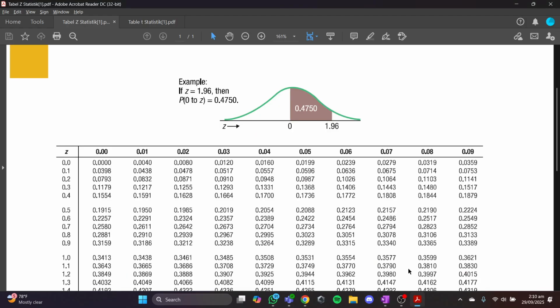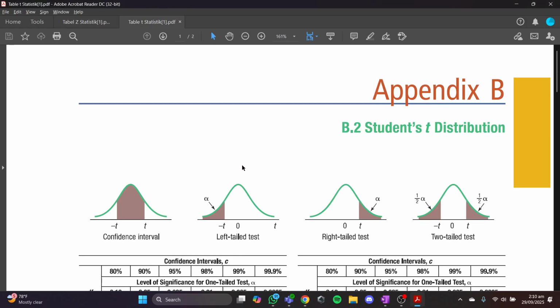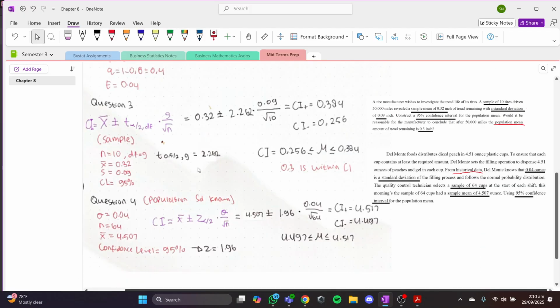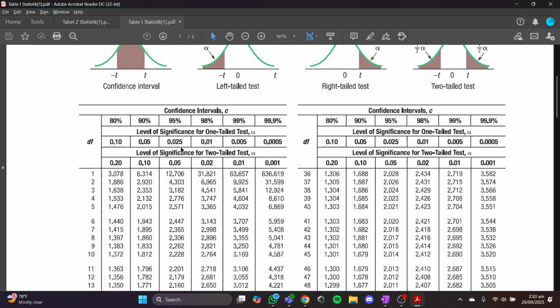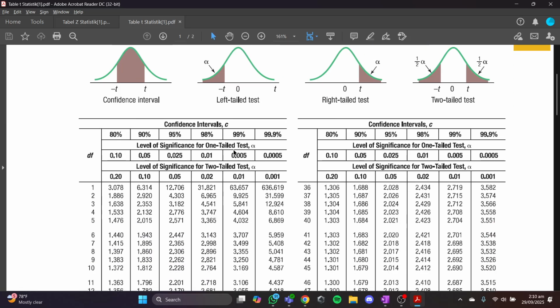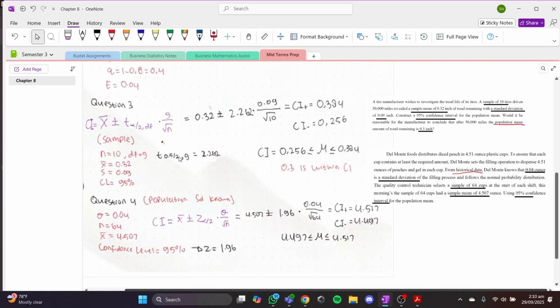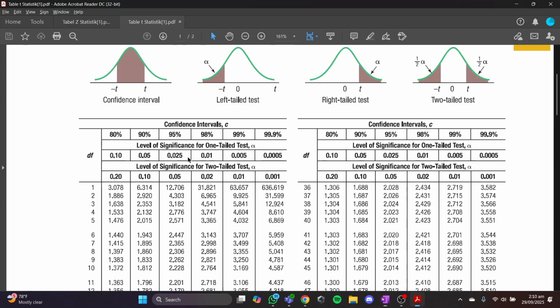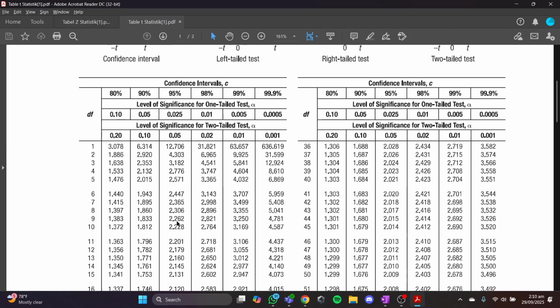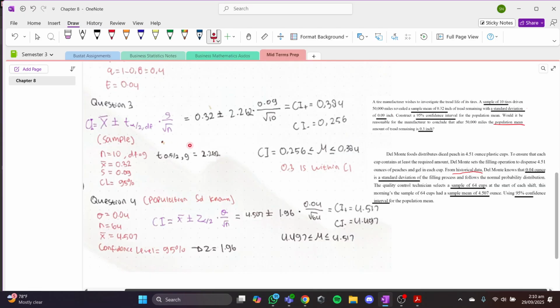The t-table is this one, and because it's 0.05, and the degree of freedom is 9. Wait, it's two-tailed, so 0.05 divided by 2. So we use this confidence level for one-tailed, so it's 0.025. So we just go down, 2.262. So yeah, we have this one from the t-table.